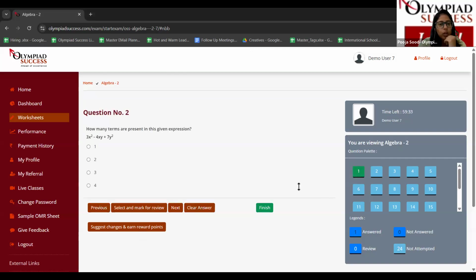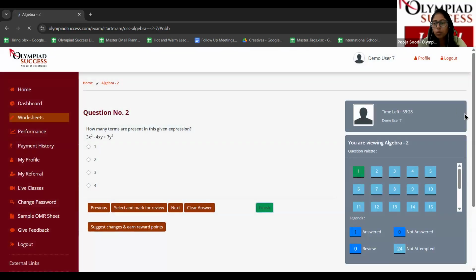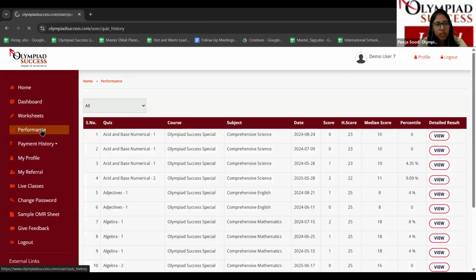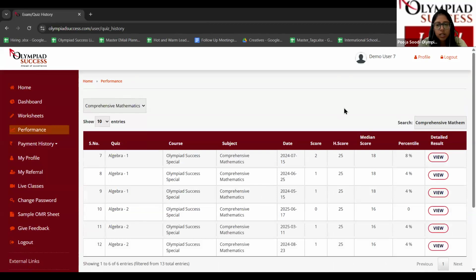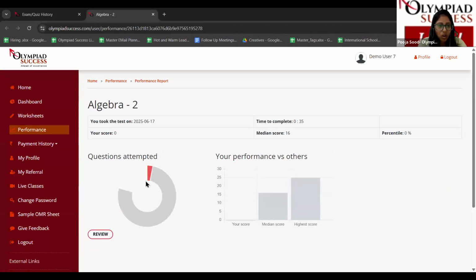In this way, you have to fill in all your correct answers. Once you are done, you will submit your worksheet by clicking on the finish button. Yes, I have reviewed all the questions and your worksheet is submitted. The best part of our platform is that the moment you're done with the worksheet, you can check your performance. For that, you need to click on the performance button, select your subject, and here you go with your worksheet. Today is the 17th, so I attempted this worksheet just now. Click on the view button and you'll get to know whether the answer was correct or not. Oh, it was a wrong answer, okay?